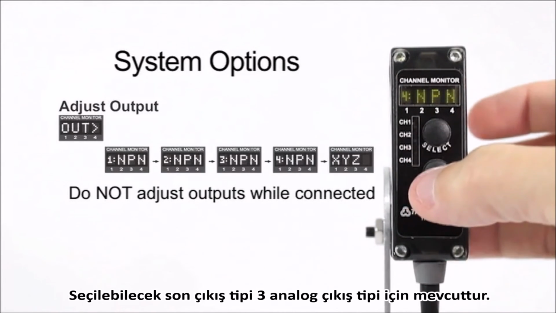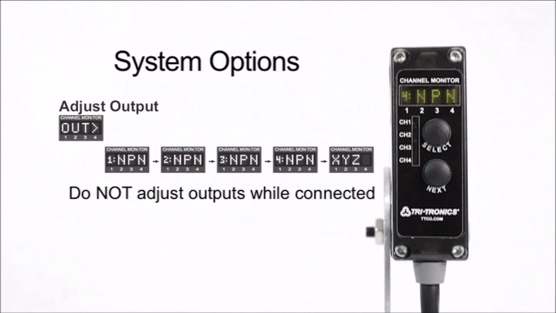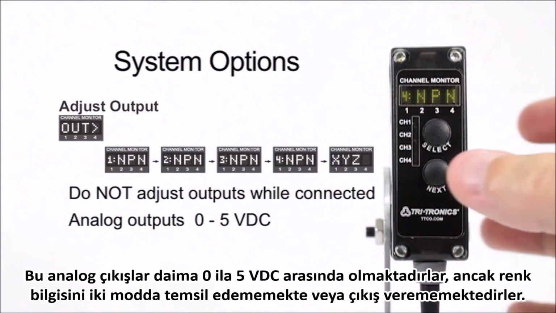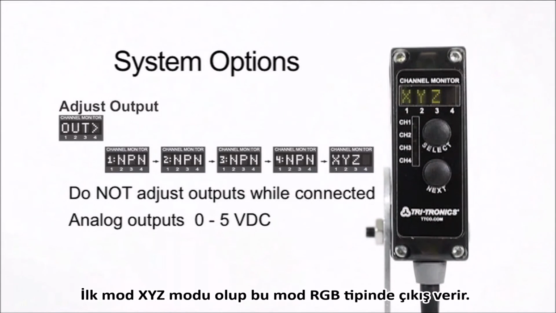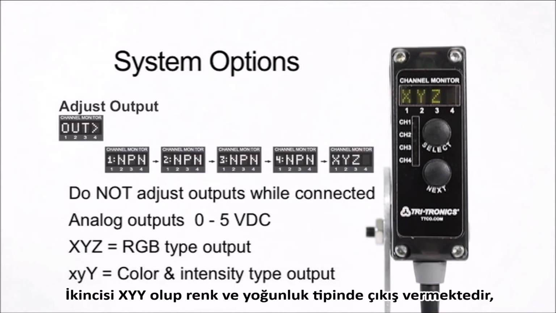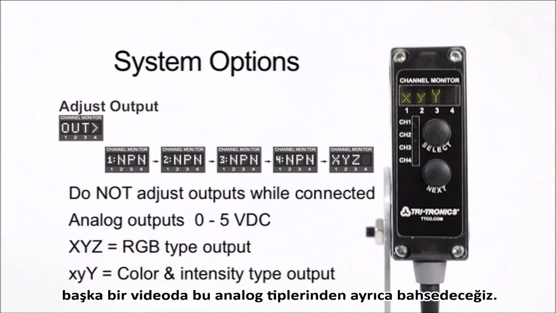The last output type that can be selected is for the 3 analog outputs. These outputs are always 0 to 5 volts DC, but can represent or output color information in 2 modes. The first mode is XYZ, which is an RGB type output. The second is XYY, which is a color and intensity type of output. We will discuss these analog outputs in more detail in a separate video.